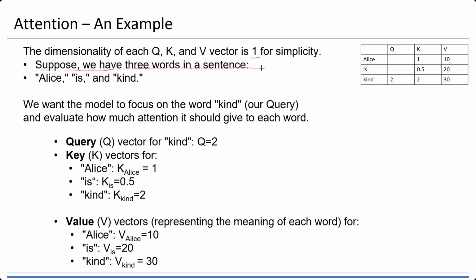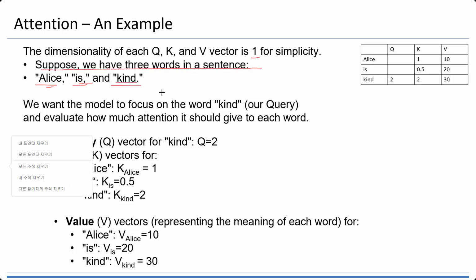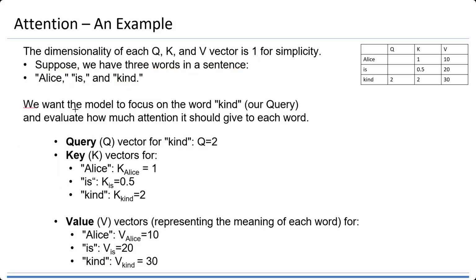Suppose we have 3 words in the sentence: Alice is kind. I'm going to focus on the query, or in this case, we want the model to focus on the word kind. So I can say that this is the query, or this is the Q. And we want to evaluate how much attention it should give to each one. So we want to make the attention value.